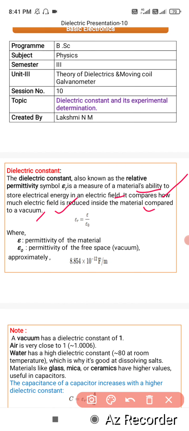So it is symbolically represented as epsilon r is equal to epsilon divided by epsilon naught. Epsilon is the permittivity of the dielectric material. Epsilon naught is the permittivity of free space or vacuum, and its value is approximately equal to 8.854 into 10 power minus 12 per meter.